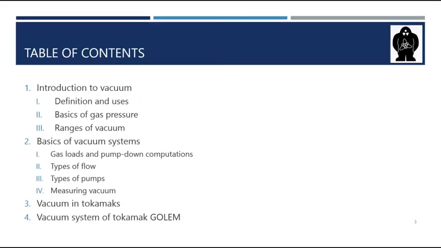These are the topics we will cover. Firstly, we will take a look at what exactly vacuum is and where we can find it. Then we will talk about the basics of vacuum systems, their components and how they work. After that, we will introduce tokamaks generally, and finally, we will move to the specifics of tokamak golem.